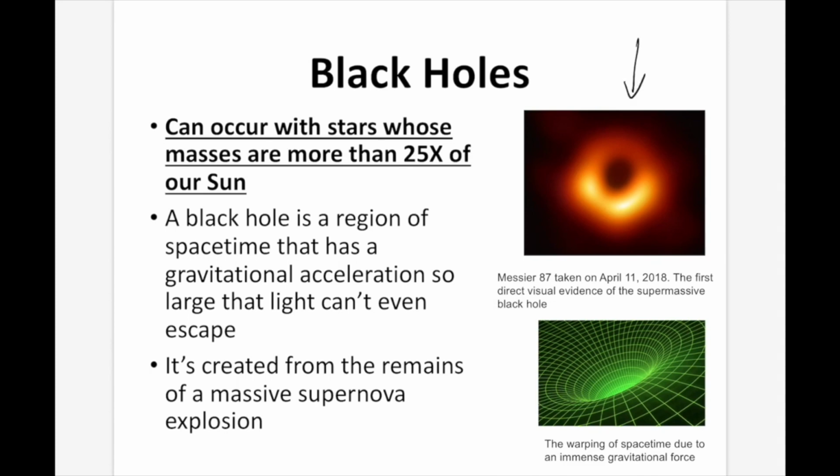It's Messier 87, and it was taken on April 11, 2018. It's the first direct visual evidence of the supermassive black hole. Now, what a black hole actually looks like, if you were to take a look at the space-time bending of it, is this bottom picture here.